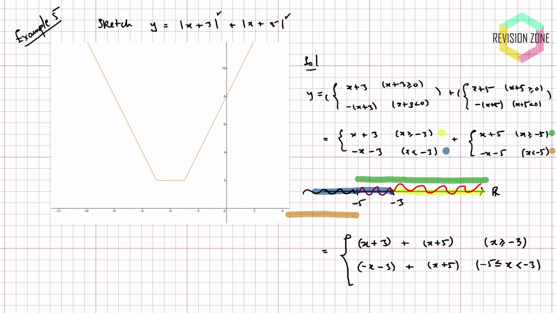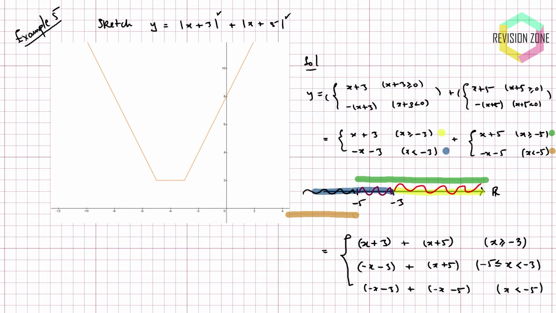So I'm going to add that thing there to that thing there, and I know it's going to be valid for the entire case here, right? So let me again just sort of write that down. So I'm going to have minus x minus 3 add minus x minus 5, and that's going to be valid for x strictly being less than minus 5.